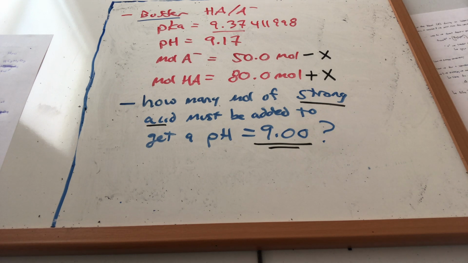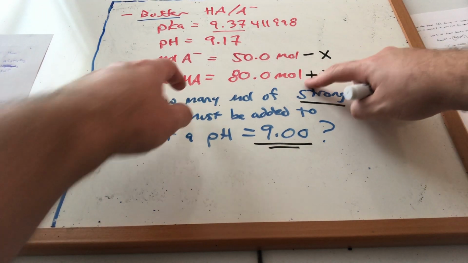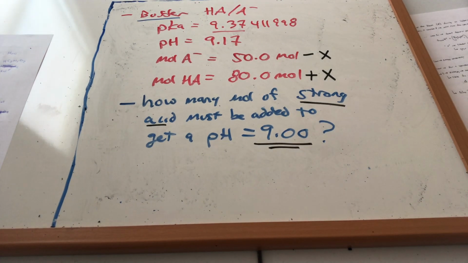So what I'm going to do is set up a modified Henderson-Hasselbalch equation. X will be the moles of acid I have to add. If I can figure out how to solve for that X, and I have you do a lot of the algebra yourself, but if you can figure out how to solve for that X, then you're good to go. You know directly what this answer is. So here's how the setup looks.